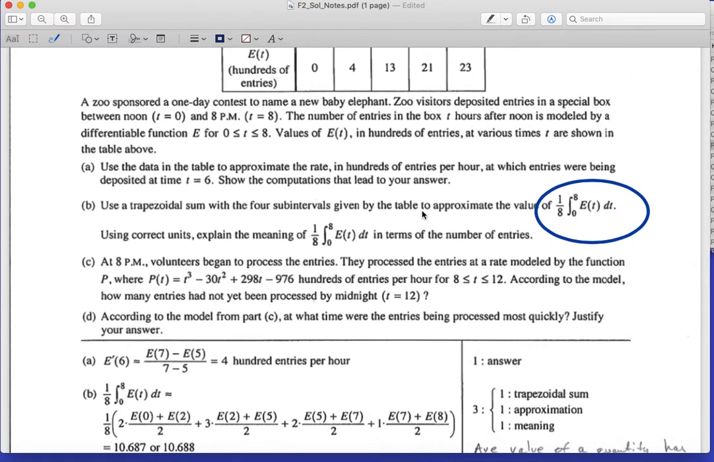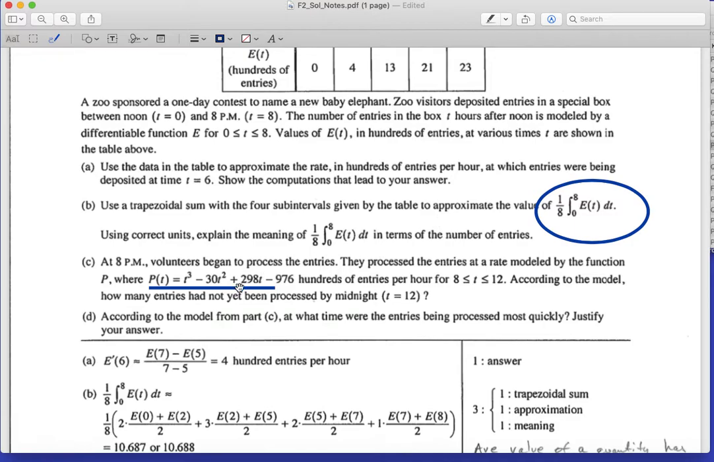Part C. At 8 p.m., volunteers begin to process the entries. They process them at a rate. Okay, important. That's a rate. Hundreds of entries per hour. None of this stuff above here had per hour to it.